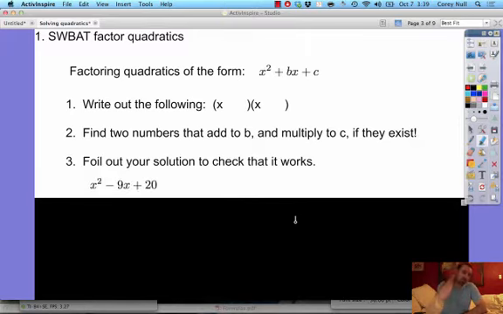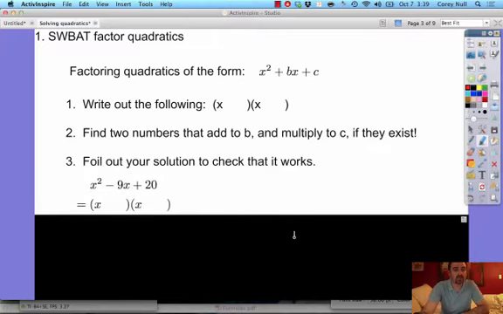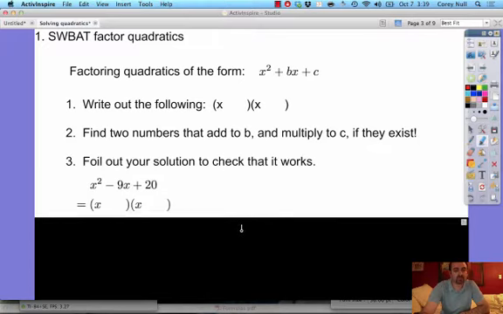So here's my example: x squared minus 9x plus 20. First thing I do is I write out x and leave some space, and another x and leave some space. Okay. Then I go ahead and fill that in. Now I'm not going to fill them in. I'm going to show you the next part here, but I would probably fill these in. So what two numbers could multiply to 20 and add to negative 9?